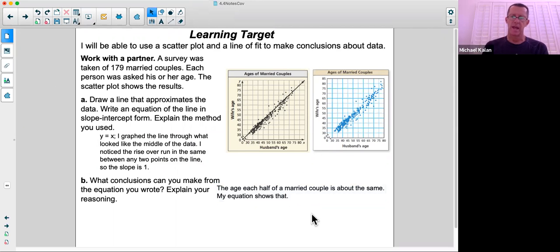So it says the age of each half of a married couple is about the same. Okay, that's basically what it shows. So it's showing that in general, married couples are about the same age. Not always, certainly not always, but pretty darn close.